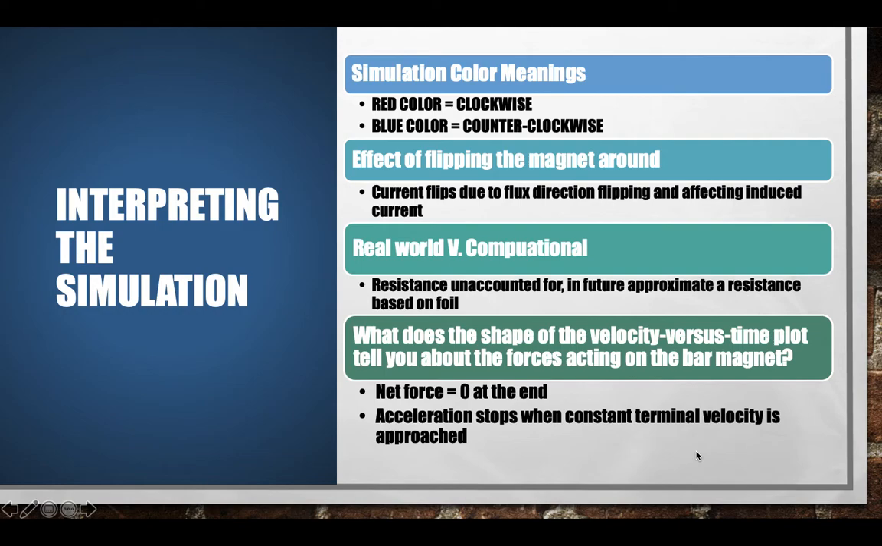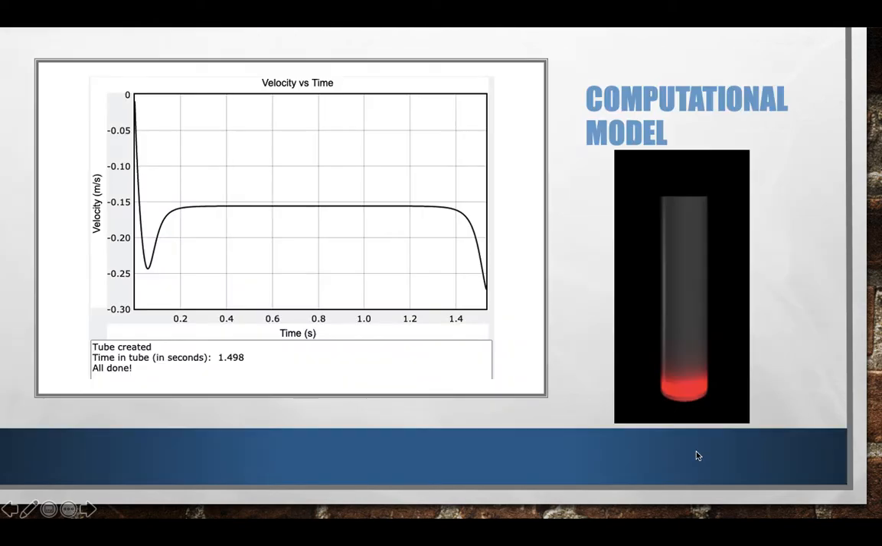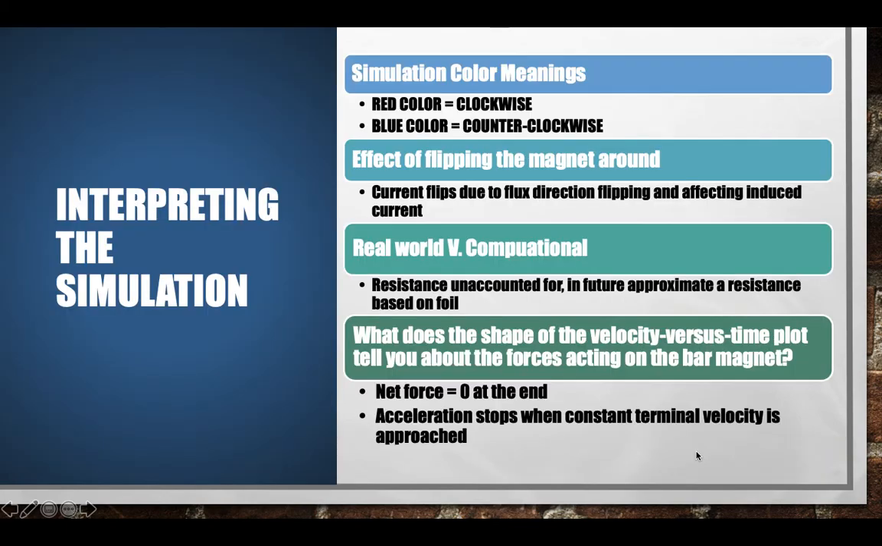First, we can interpret the color of the simulation. In this case, at the end, red means clockwise current, and blue, while it's not shown here, means counterclockwise current. However, as the magnet falls through the tube, the color changes and we are able to see what that looks like. Also interpreting the simulation, what would be the effect of flipping the magnet around? If we flip the magnet around, the current would flip due to the direction of the flux flipping. So this would affect the total induced current, which would be the same magnitude but flipped.